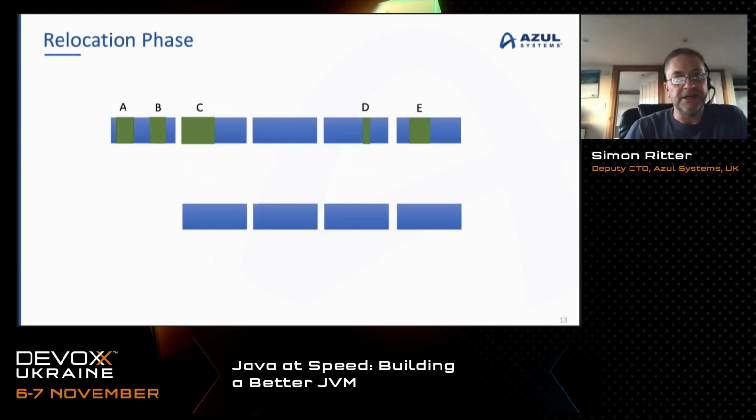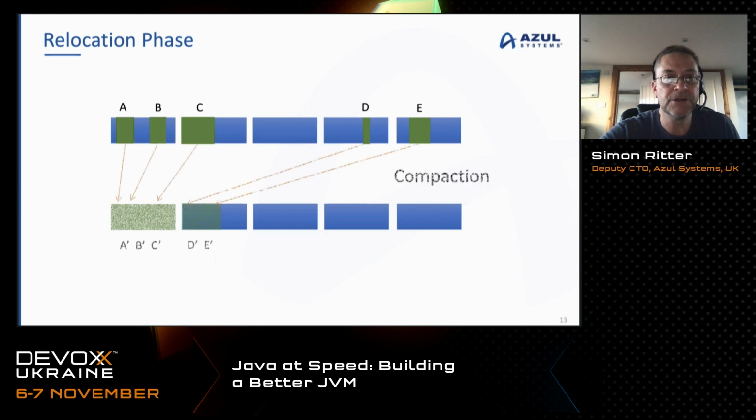The relocation phase. So in this case, what we're going to do is we're going to take objects that are spread out through our heap and we're going to copy them and in effect move them to a different place in the heap so that they're contiguous and we can eliminate the fragmentation. I've got 5 objects here, A, B, C, D, E. And we can see that we can very easily move those to a different place in the heap where there's no objects at the moment. So now we have A prime, B prime, and so on, compacting our heap.